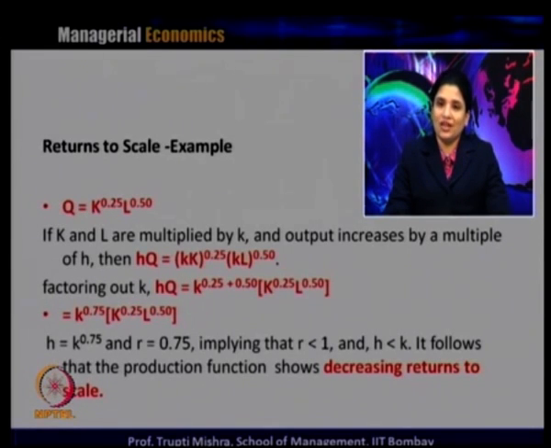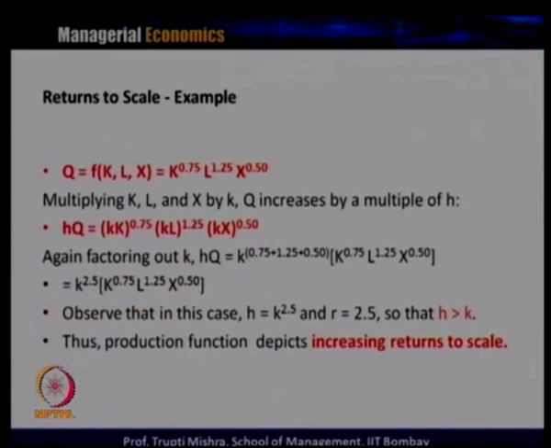So, this tells us about the degree of the production function, which is 0.75. Since 0.75 is less than 1, in this case we can call this a decreasing return to scale. Now, similarly we will take one more example to understand what the return to scale is.